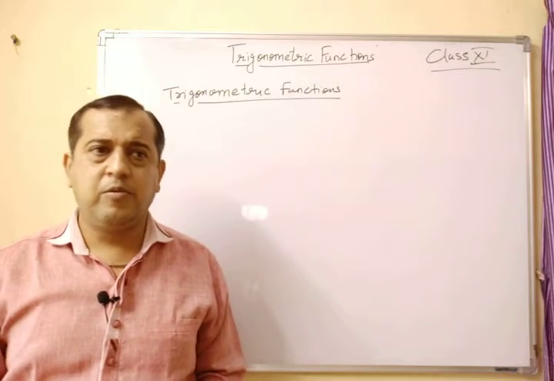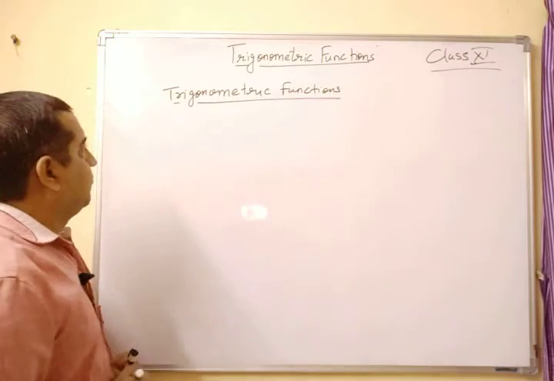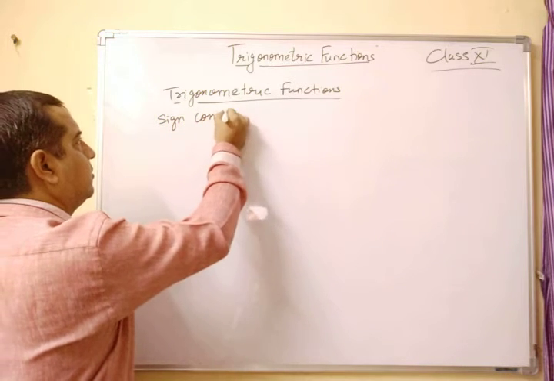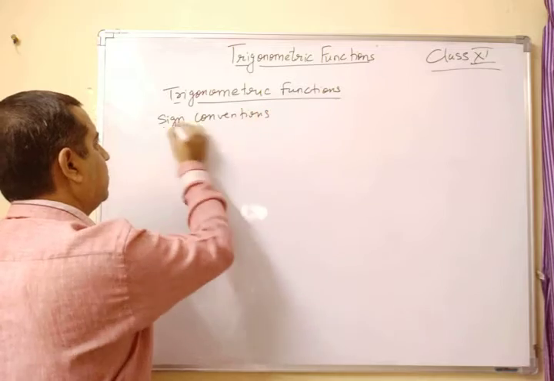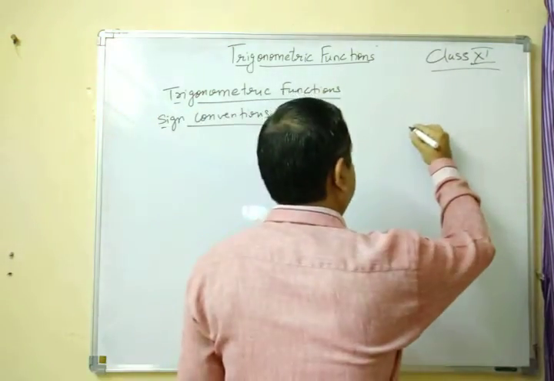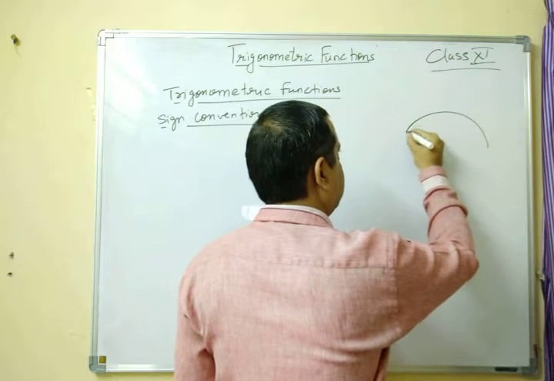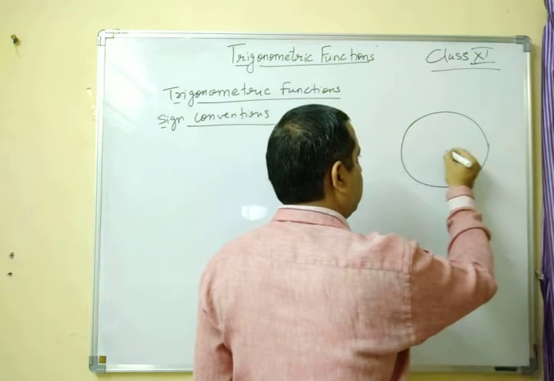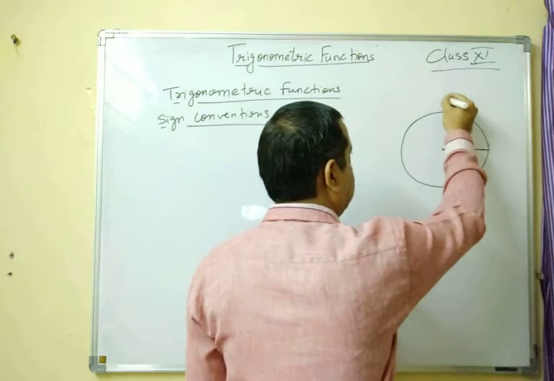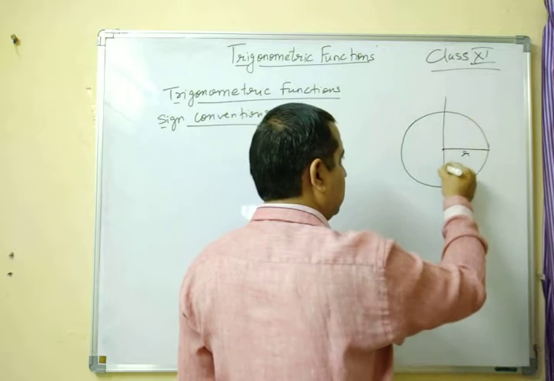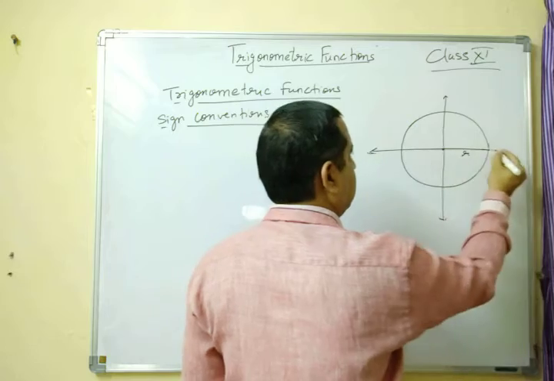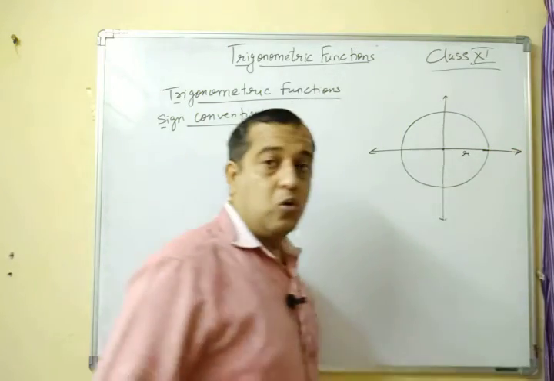Okay, proceeding further, we come to sign conventions of trigonometric functions. Now see, this is a circle with radius r, and this circle is drawn in such a way that its center lies on origin.